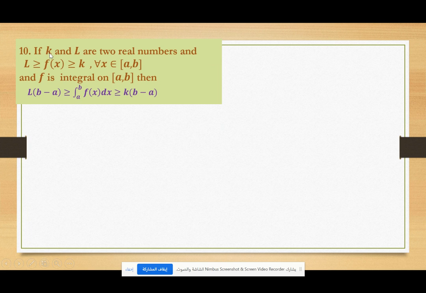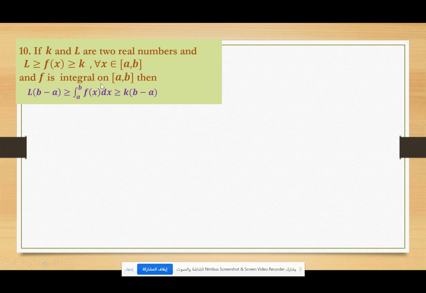If we have k and l as two numbers and f of x is bounded between k and l, that means it has limits from k and l for all x belonging to its domain from a to b, and f is integrable. We understood before what I mean by integrable, but I'm going to repeat it.